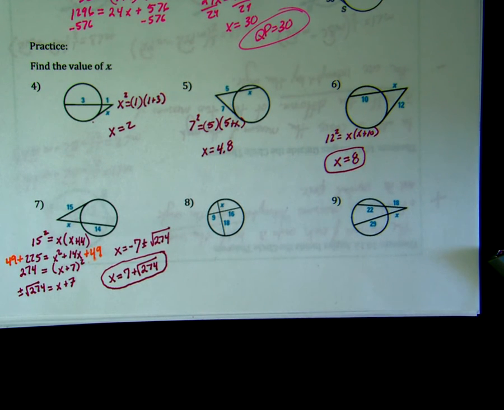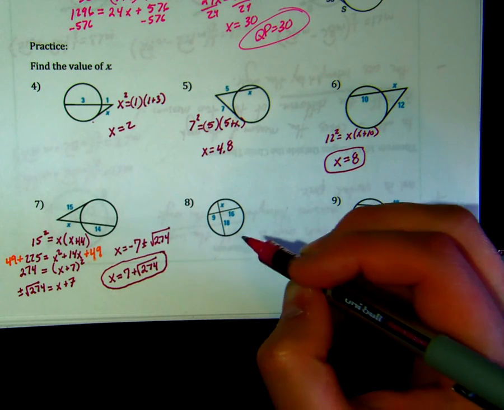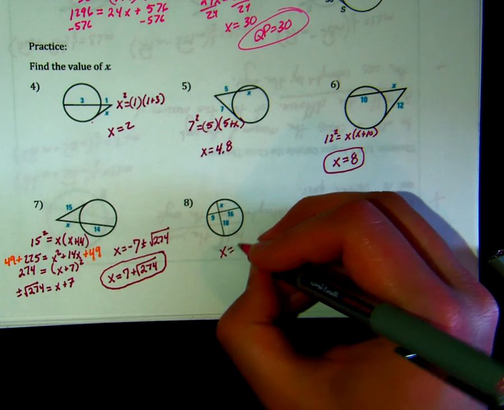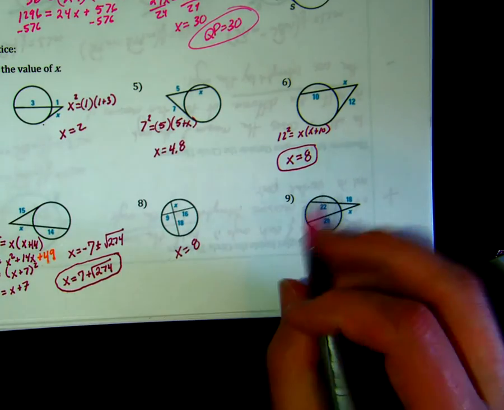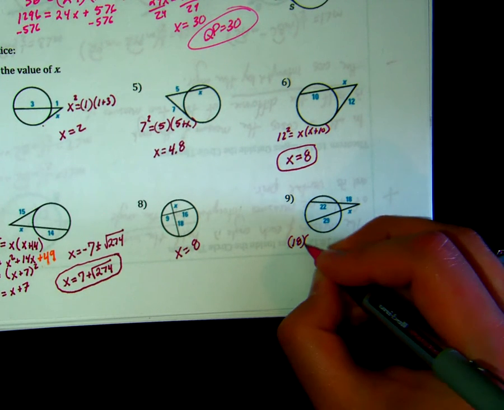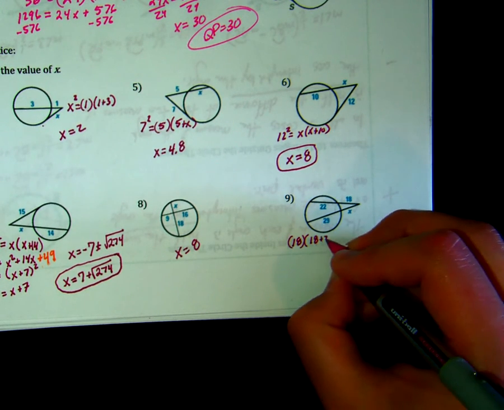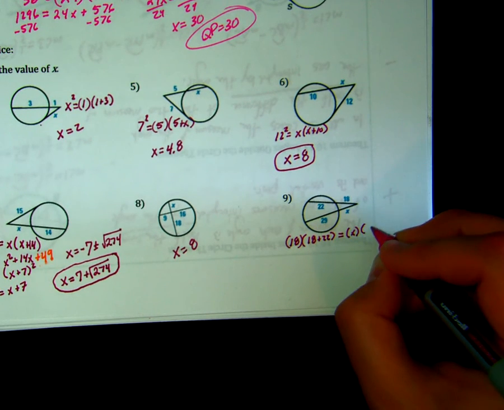So that's number 7. Number 8 is just the product of the pieces of the chord. So this one's pretty easy. You just get x equals 8. And then the last one here, we have another to the circle, through the circle. So to the circle is 18. Through the circle is 18 plus 22. To the circle is x. Through the circle is x plus 29.